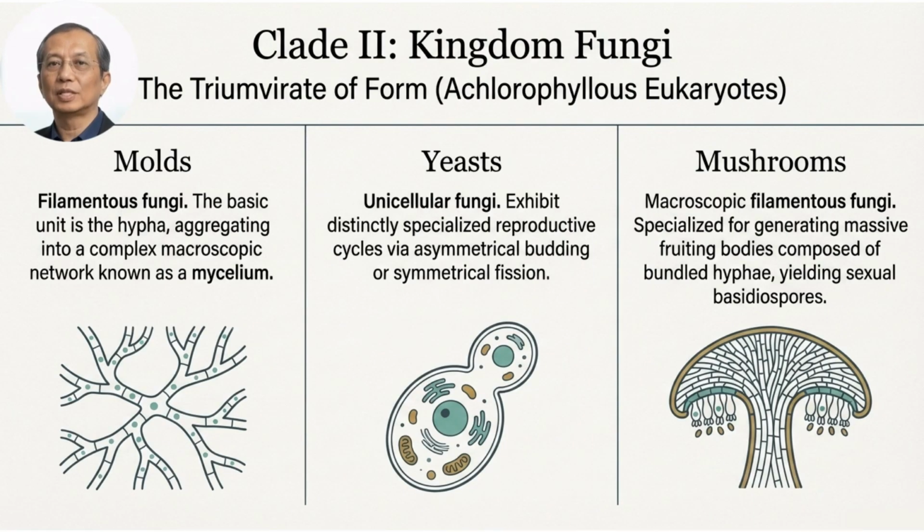Next, we move to Clade 2, Kingdom Fungi, a diverse group with significant ecological and economic importance. Fungi can be broadly categorized into molds, which are filamentous fungi whose basic unit is a hypha, aggregating into a mycelium. Yeasts are unicellular fungi that reproduce either through asymmetrical budding or symmetrical fission. And finally, mushrooms represent the macroscopic filamentous fungi, characterized by their specialized fruiting bodies that produce basidiospores.